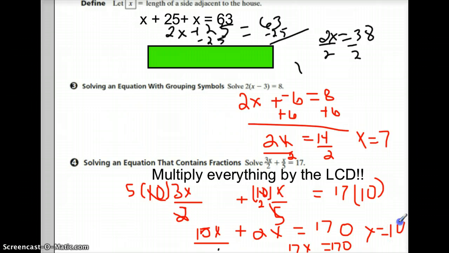We can plug that back in to double check our work, which would be a good idea, and we get 30x over 2, which is 15x. I'm sorry, 30 divided by 2 is 15, plus 10 over 5 is 2, 15 plus 2 is 17. And go ahead and try the quick checks that follow, and then turn to the next page or restart whenever you're ready to check your work.